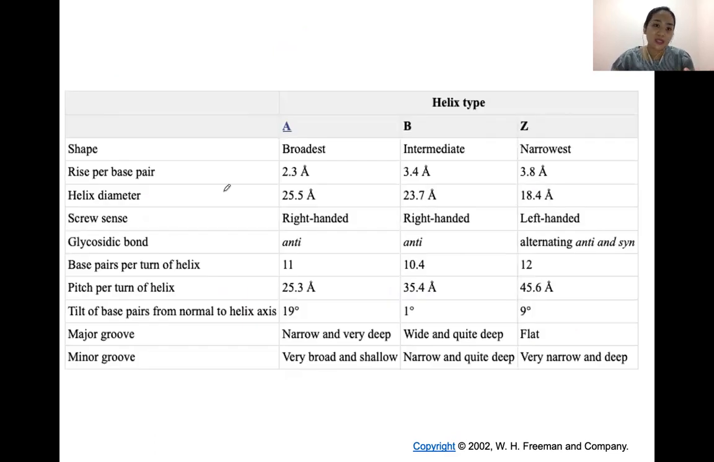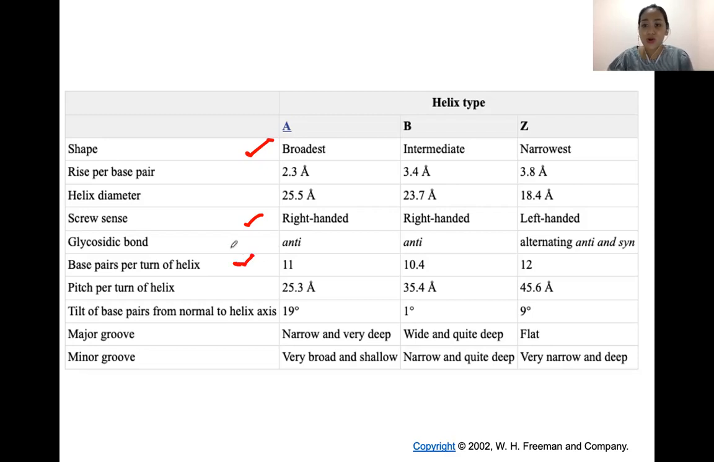If you look at these different structural forms, there are a lot of characteristics, but I just want you to take note of three. So we have here the shape. Please remember this one. And then the handedness, right-handed or left-handed, and the number of base pairs per turn of the helix. These are the important things to remember.